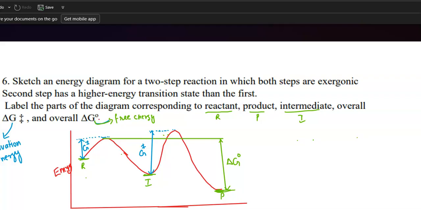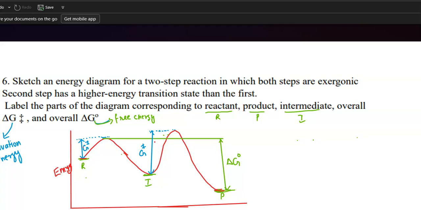Then it's asking you to label all parts. Reactant, this here is your reactant. Then it's asking for your product, it's your product. Then the intermediate is somewhere in here in between. And then overall delta G double dagger, this means activation energy. So this is the activation energy 1 and this is activation energy 2. So you have to show both of them.